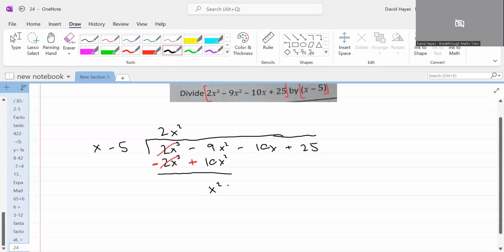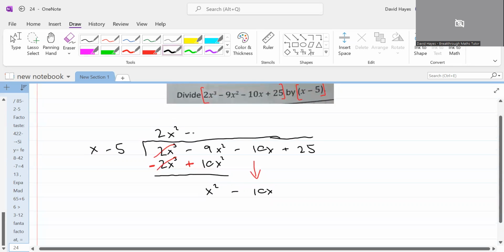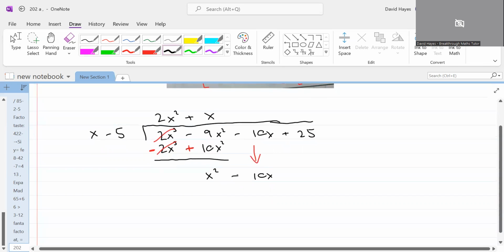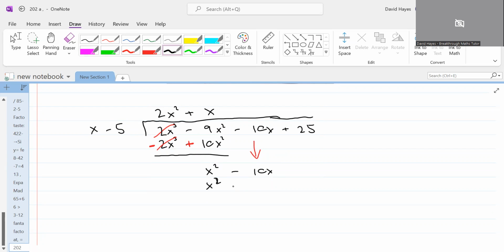I then bring down this term beside it, and I start again from here. I take x divided into x squared, which is just a plus x. Again, x multiplied by x is x squared, and I put it underneath. Plus x multiplied by a minus 5 gives me a minus 5x.